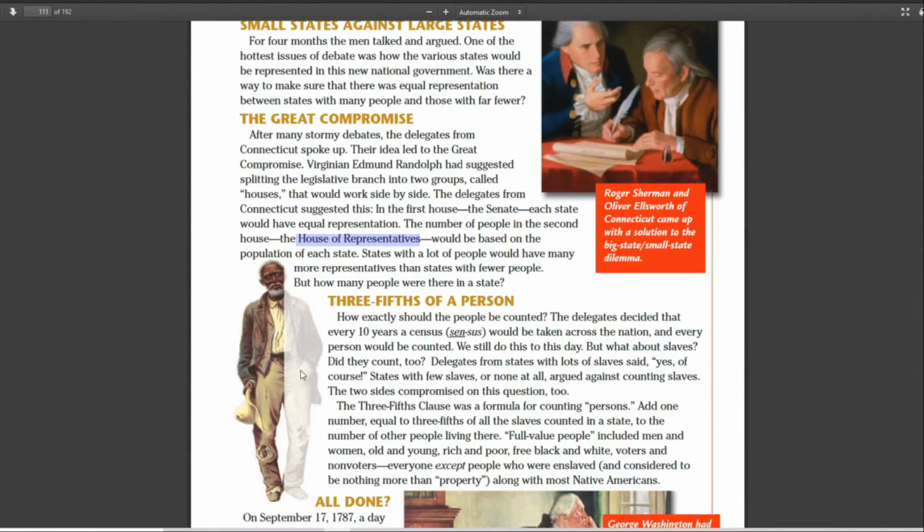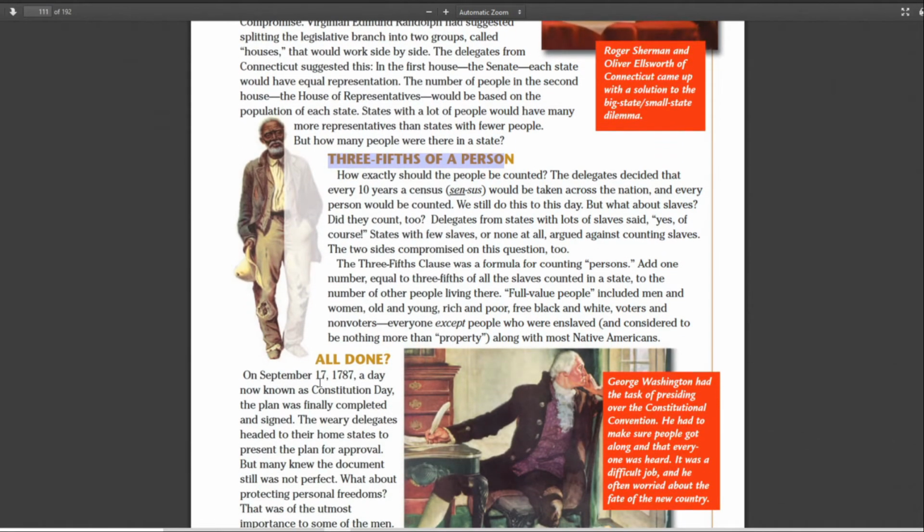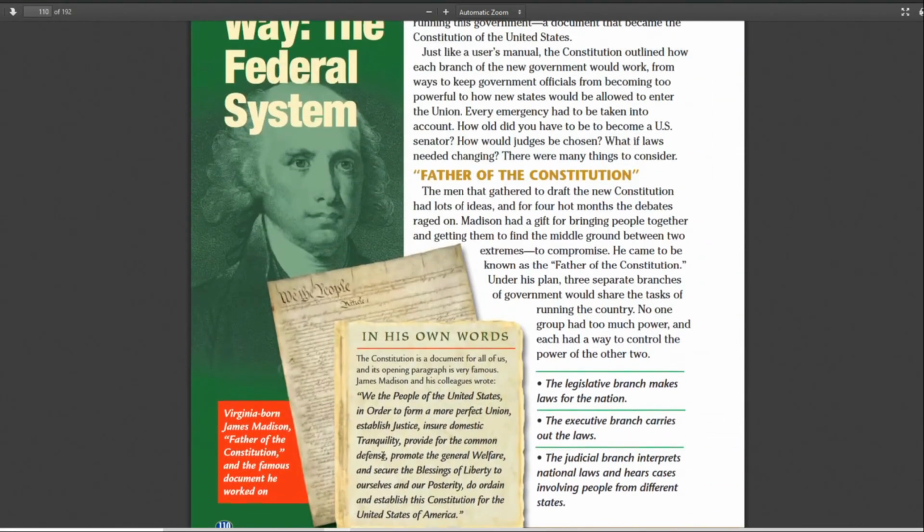The free states did not want them counted, so they compromised and they said, okay, 3/5, and then we'll go from there. Otherwise, the slave states would not join this new constitution, so they had to figure out a way around this, and so 3/5 was their solution. And then finally, on September 7th, 1787, they ratified the Constitution, and now it is the law of the land to this very day.